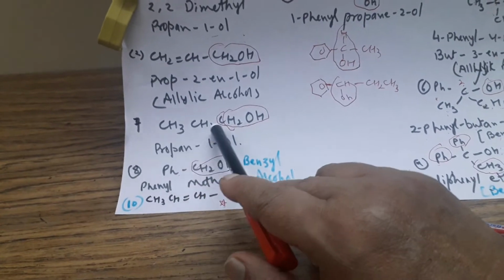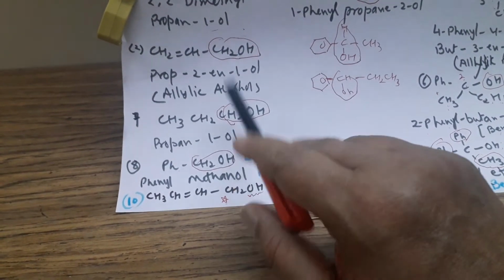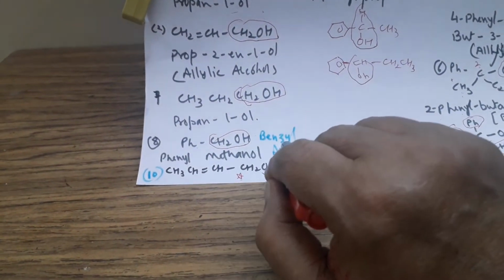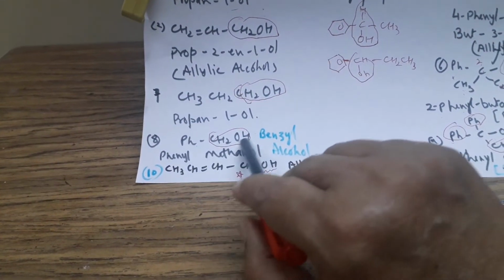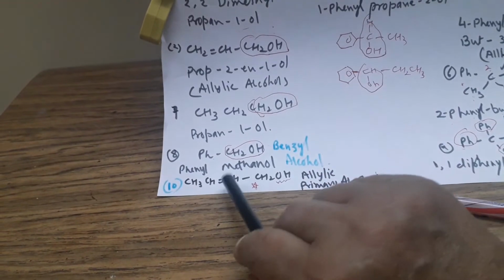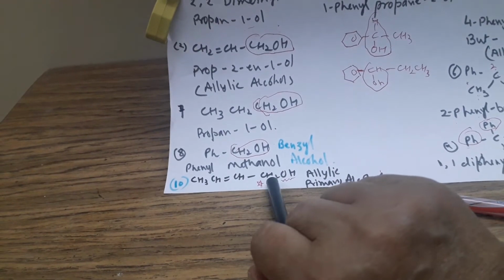Now see, this is CH3CH2CH2OH, propan-1-ol. This is also primary alcohol. Now PhCH2OH, this is benzylic alcohol. The IUPAC name is phenylmethanol. Now the next one is CH3CH=CHCH2OH. This is allylic alcohol, and the CH2OH grouping is there, so it is primary alcohol. Clear to you? I think you know everything now.